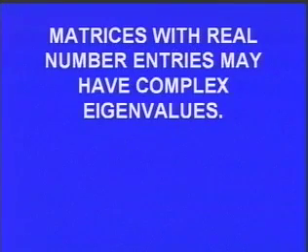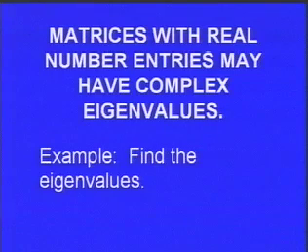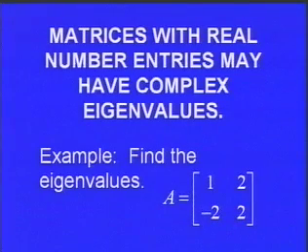Okay, matrices with real number entries may have complex eigenvalues. Now in that one we saw we just had a square root of 2 in our lambda values. But it is possible that we would actually have the square root of a negative number. For example, find the eigenvalues for A equal to 1, 2 in the first row, and then negative 2, 2 in the second row. It's a pretty normal looking matrix. You wouldn't think anything strange is about to happen.